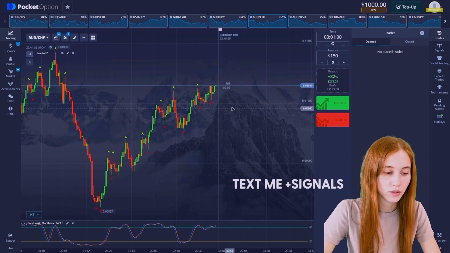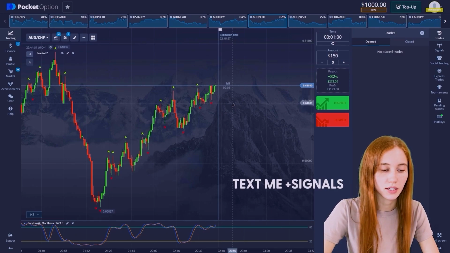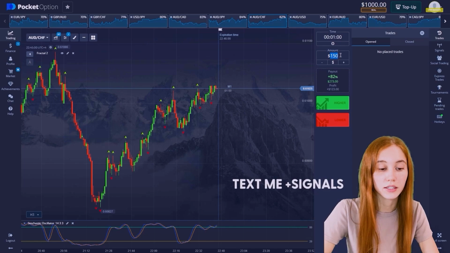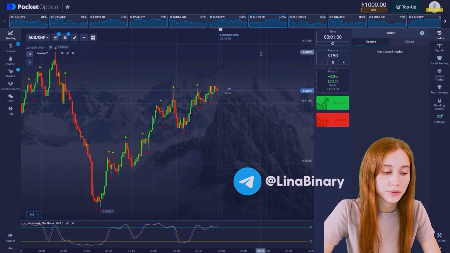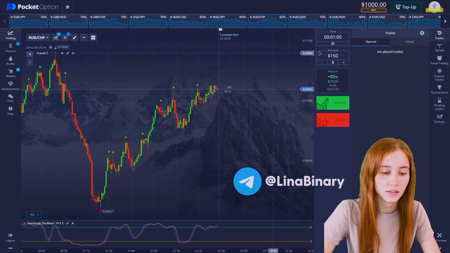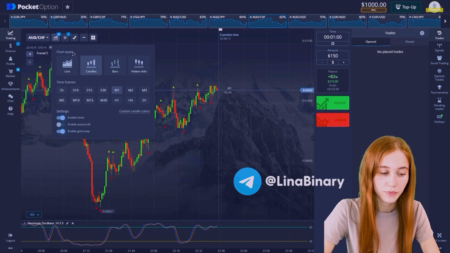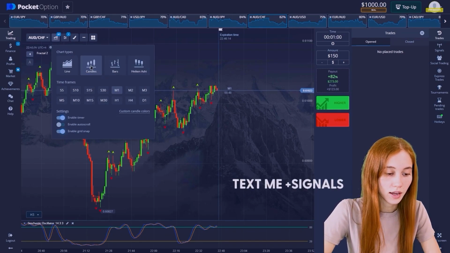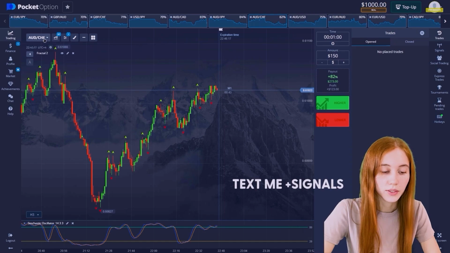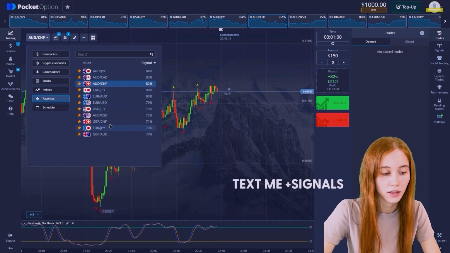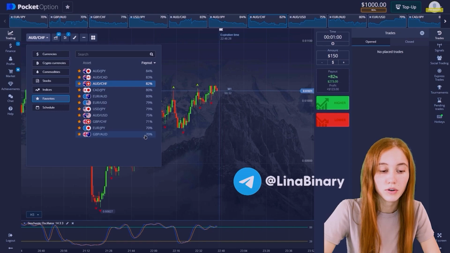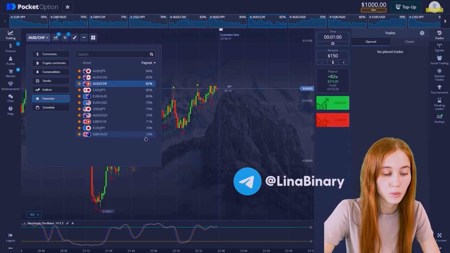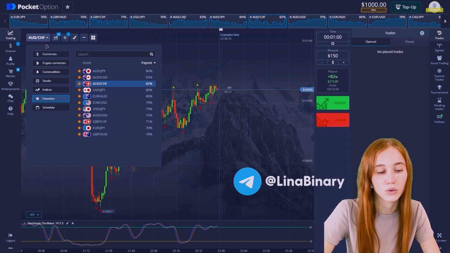And let's set up our workspace. First, we set the deal amount to $150, a little more than 10% of our bank. Also, today we'll trade on minute deals and set a minute time frame and set candles. We'll also trade on currency pairs. I have highlighted these currency pairs where the payout percentage is more than 70%. The payout percentage is the amount of profit you'll receive: if you invest $100, the profit will be $70.